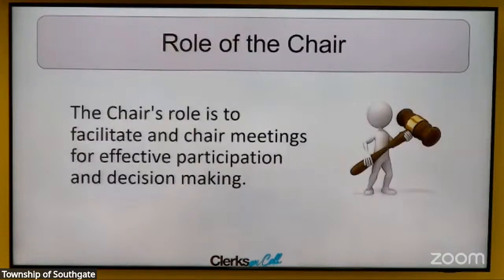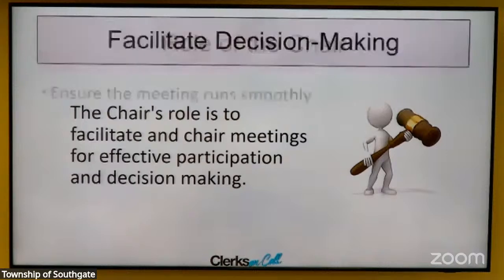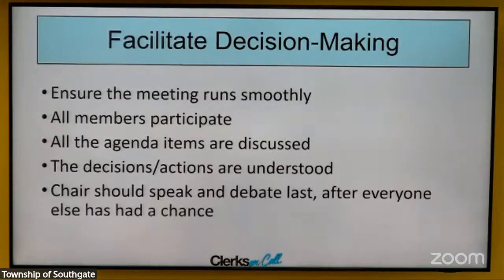So let's talk about the role of the chair. Their primary role is to facilitate and chair meetings for effective participation and decision-making, but how they actually do this is not really an easy task. The chair facilitates the decision-making process by ensuring that the meeting runs smoothly. They need to make sure that all the members have equal opportunity to participate and that all the agenda items are discussed. They also need to make sure that all decisions of council are clear and everyone understands what action items need to be followed up on.